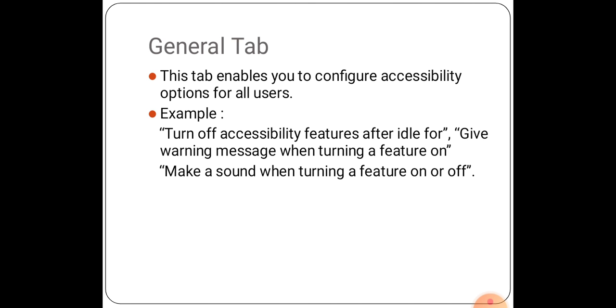Okay, there are some examples. Turn off the accessibility feature after idle, and make a sound when turning the feature on or off. So while switching on your computer, you'll get some sound, right? Your Windows sound will be displayed. So that can be adjusted under this general category.